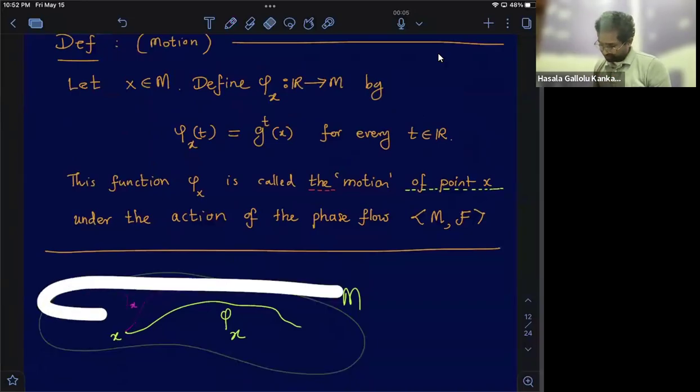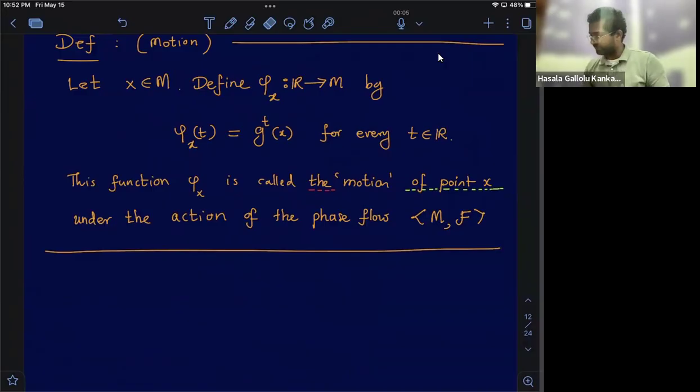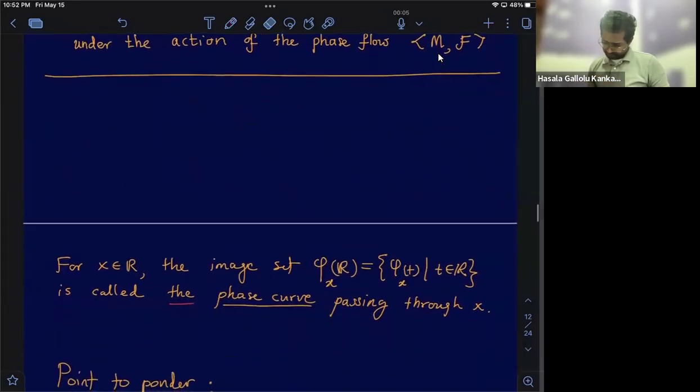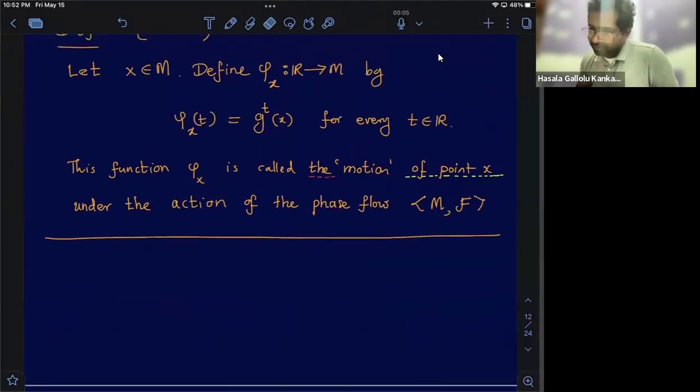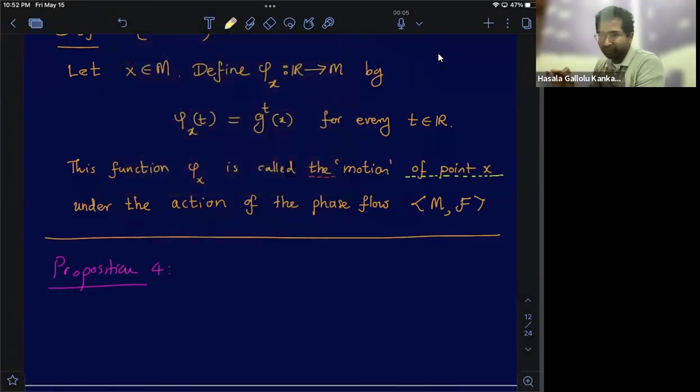Now, what can we do based on this? Before going further, let's have one proposition here. I guess we had three propositions already, so we can name it proposition number 4. At a certain point, we will lose this numbering. Until then, I will keep it up.